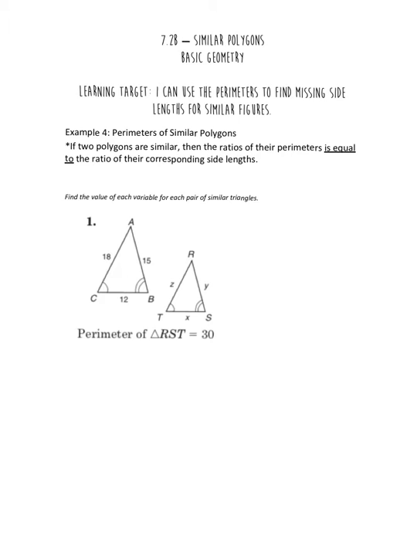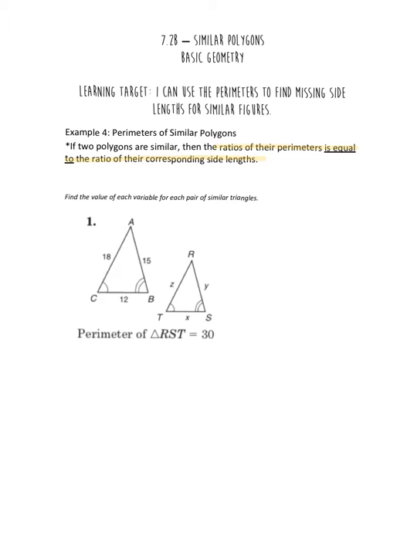To remind you, the main fact that we are going to be using here is that when two polygons are similar, the ratio of their perimeters is going to be equal to the ratio of those corresponding side lengths. In other words, the ratio of the perimeters is going to be the exact same as that scale factor.